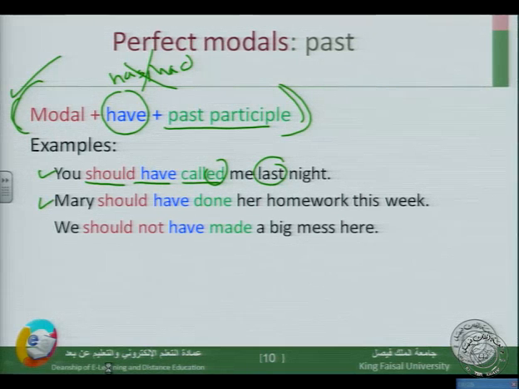Second sentence. Mary should have done her homework this week. Have done. After have comes the past participle. We should not have made a big mess here. We should not is the negative. Have made is the third form, the past participle.